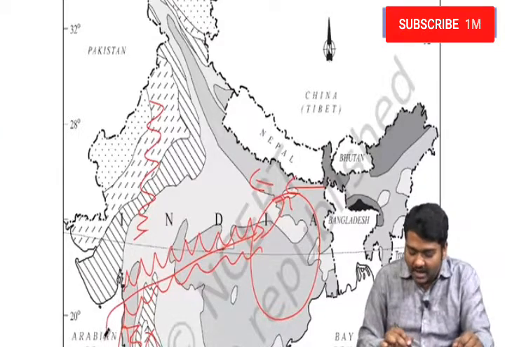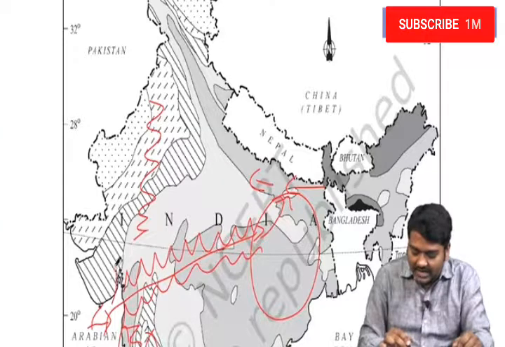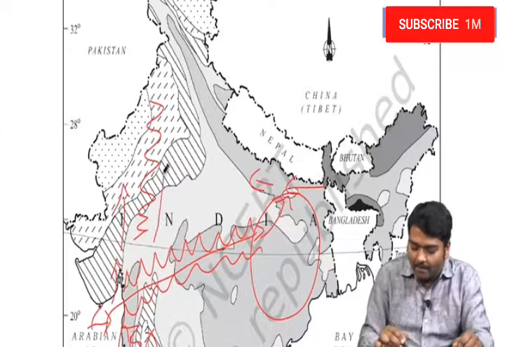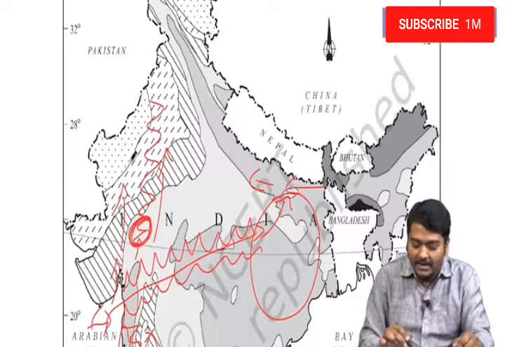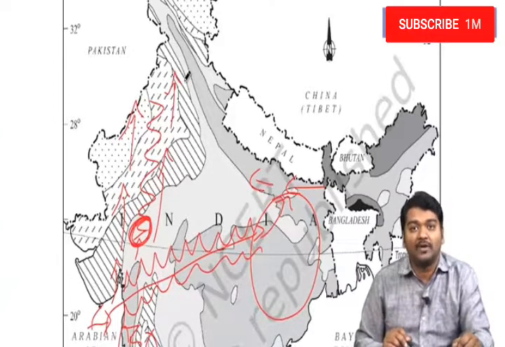Further, if I move above, we have the Aravalli mountain ranges, which are also like this. But what happens? The winds, after hitting the Western Ghats, start moving in a parallel direction. So when they move like this, this particular portion will get rainfall. But here it is moving parallel to the Aravallis, and here it is moving parallel to the Aravallis.